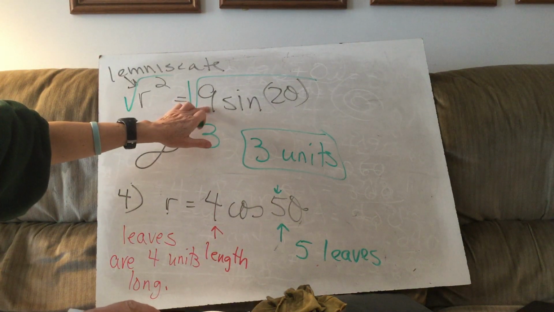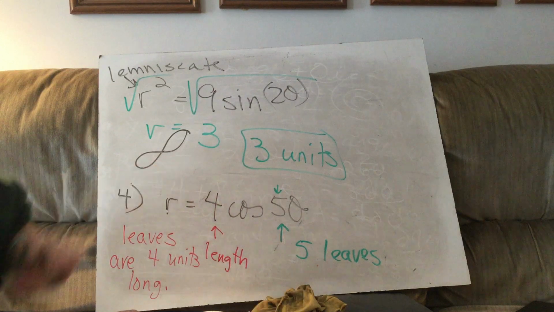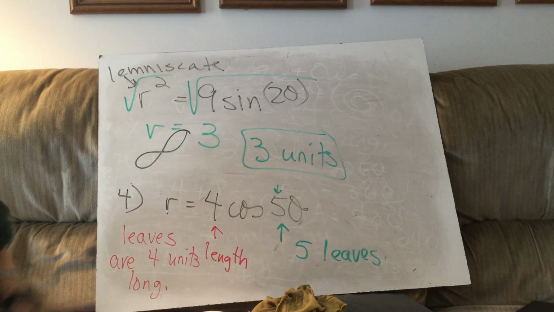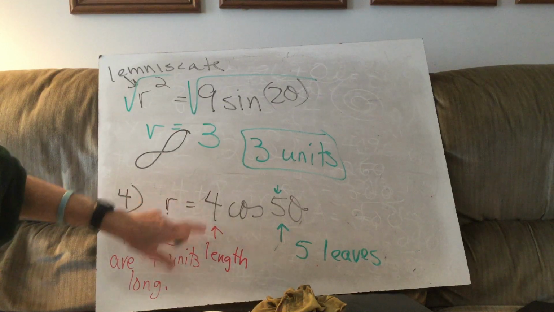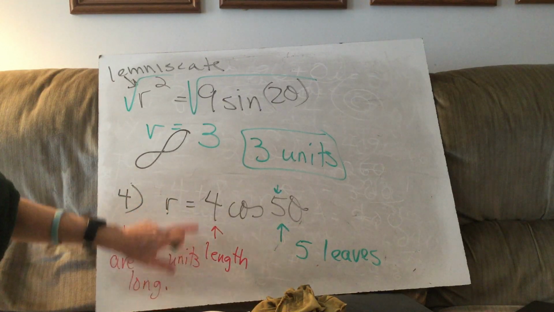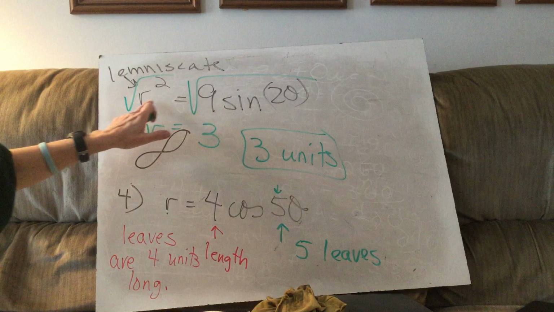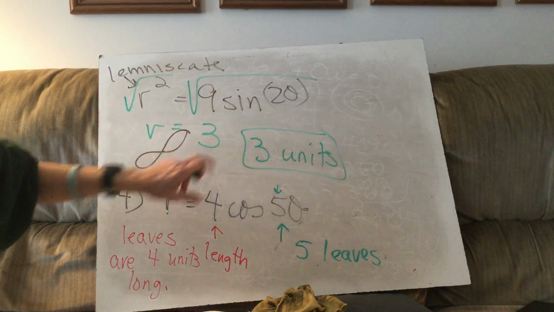If that had been a 16, they would be 4 units. Square root both sides, and it operates just like a rose. This number right here tells you how long they are. That's a squared, though, so you got to square root it, and that gives you a 3.